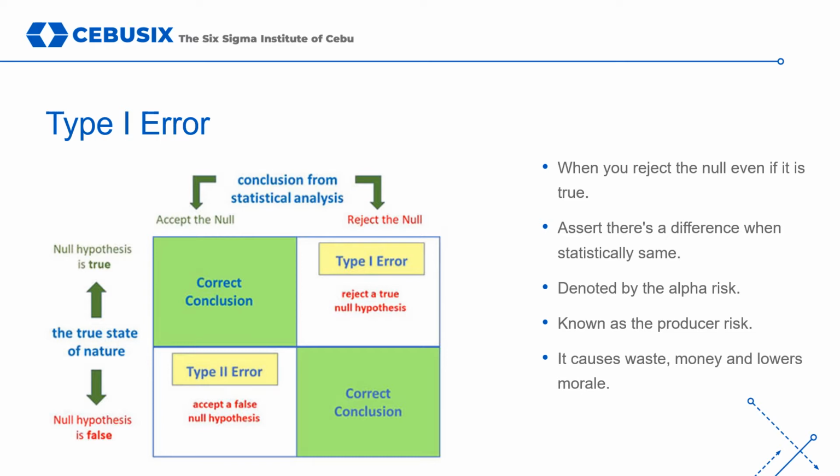As we discussed previously, the type 1 error is also called the producer risk. In a manufacturing environment, if the null hypothesis is true, but it is rejected due to a type 1 error, then material that is within specification, material that is statistically the same as the target, will be rejected. This is a producer risk. It causes waste, extra costs, and lowers employee morale.